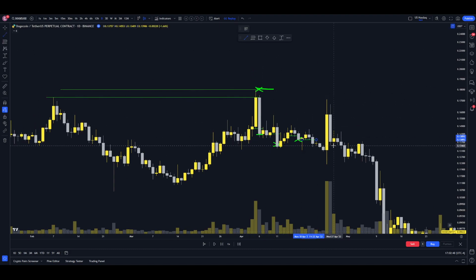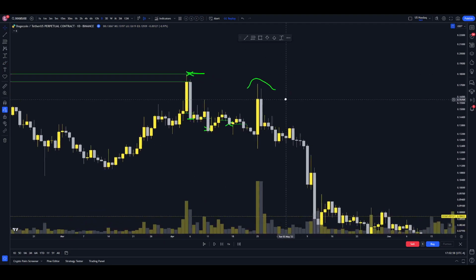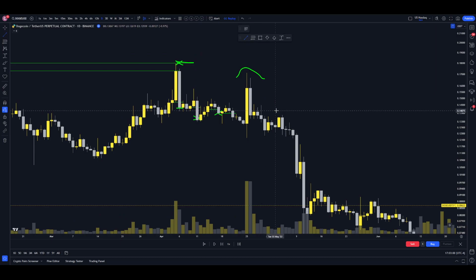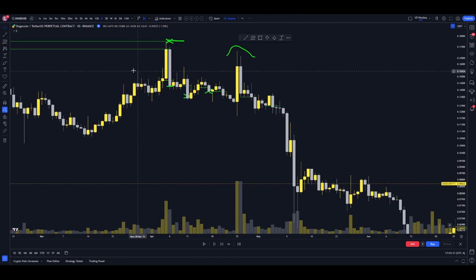I see another one. We get an attempted reversal here with a massive bullish engulfing candle. But what does that end up becoming? Another lower high, right? And so you basically just keep following this downtrend, right? Another bearish engulfing here, right? This bullish candle gets closed below by this one. I see another one here, and so on and so forth.